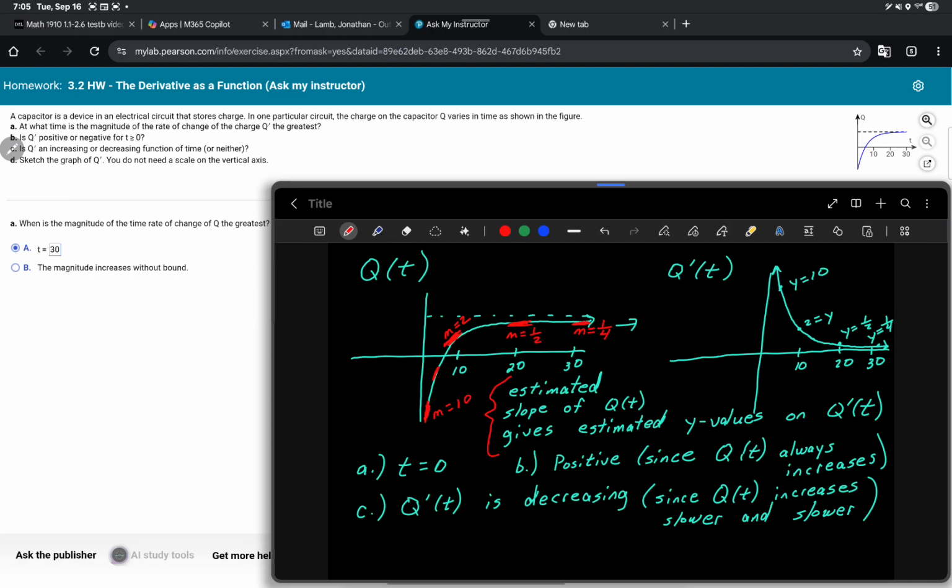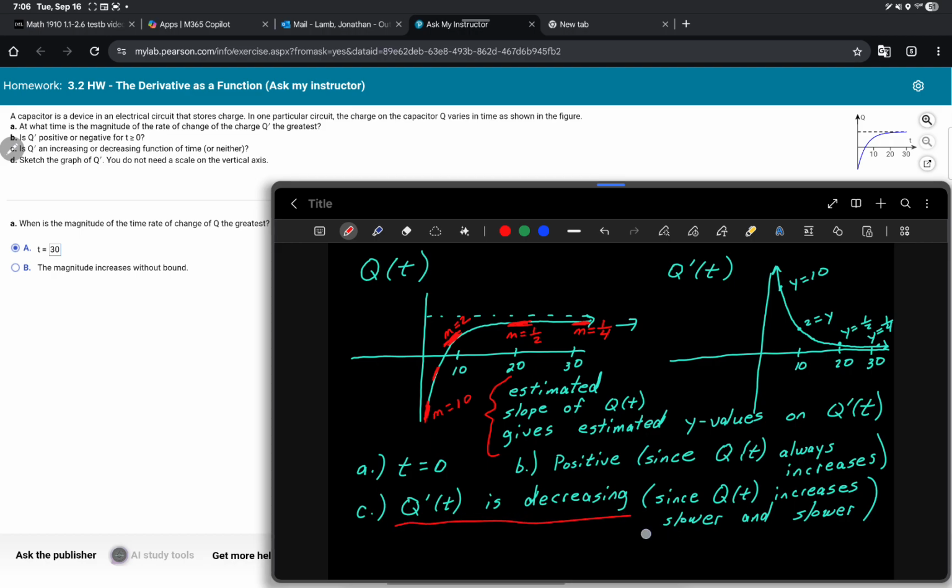And then part C, is Q prime an increasing or decreasing function of time? Or could it be neither increasing nor decreasing? Well, it's going to be decreasing. And again, the reason that Q prime is decreasing is because the slopes of my original function are decreasing. It's always positive because the slopes of my original function are always positive, but because the slopes are continually getting less and less, then the derivative is continually getting less on the y values as the time increases. So we'd say Q prime of t is a decreasing function.